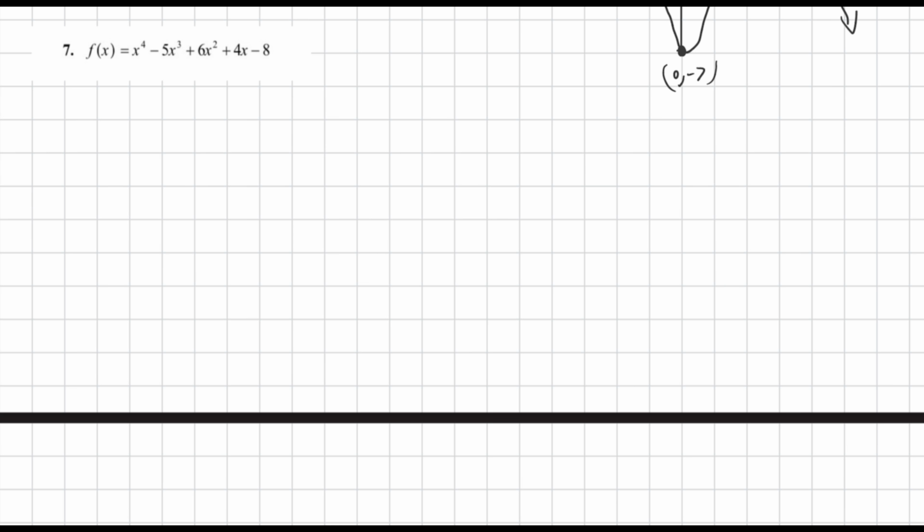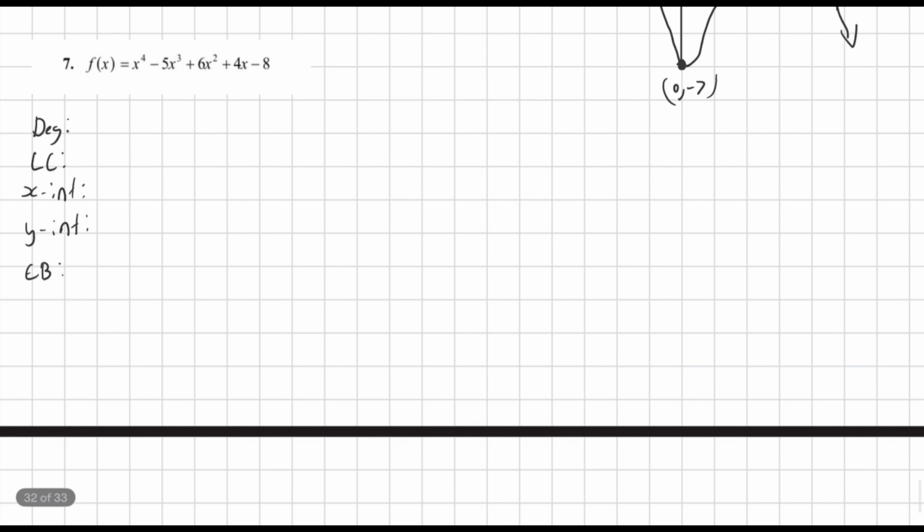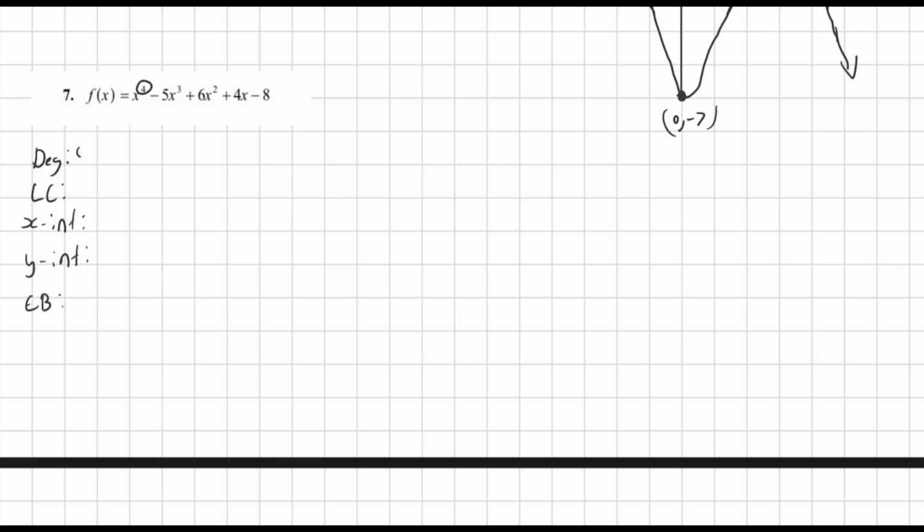Last question for part 1 or the front page. You can go ahead and do this if you're confident, and then just follow back along when you're done. Okay, let's go ahead and write everything out. So it's a degree of 4. The leading coefficient, it's just a +1, so we just say positive.